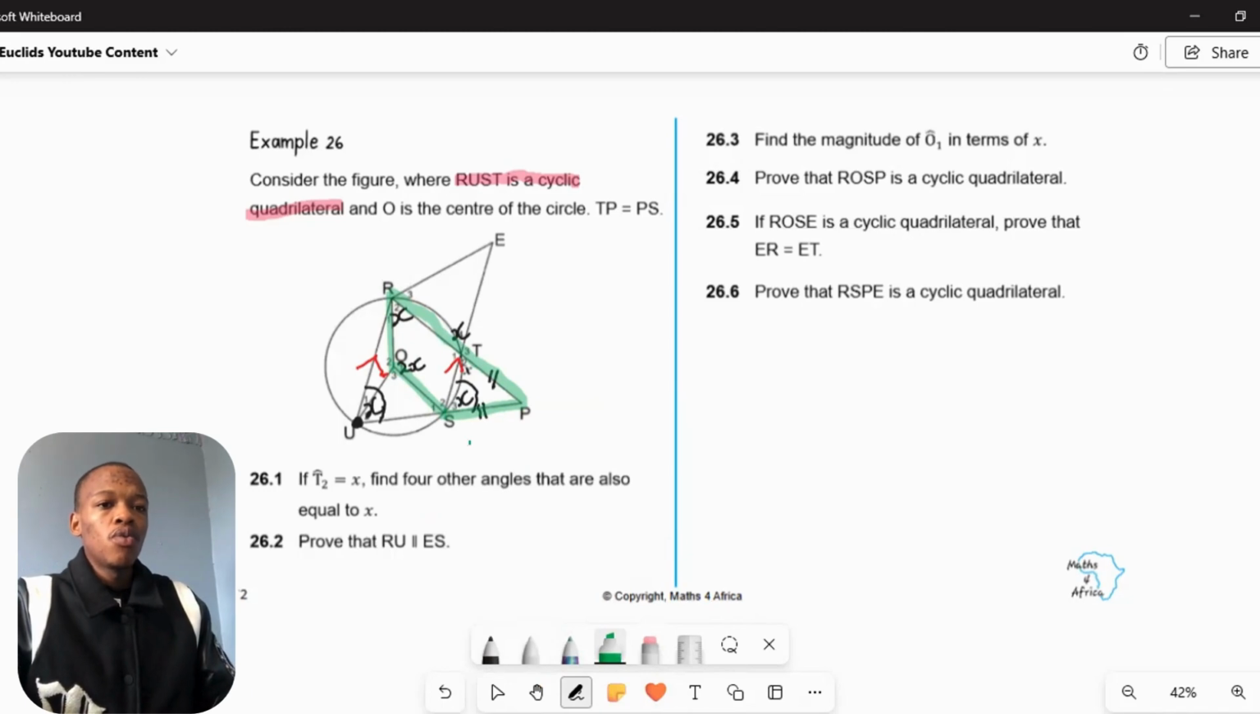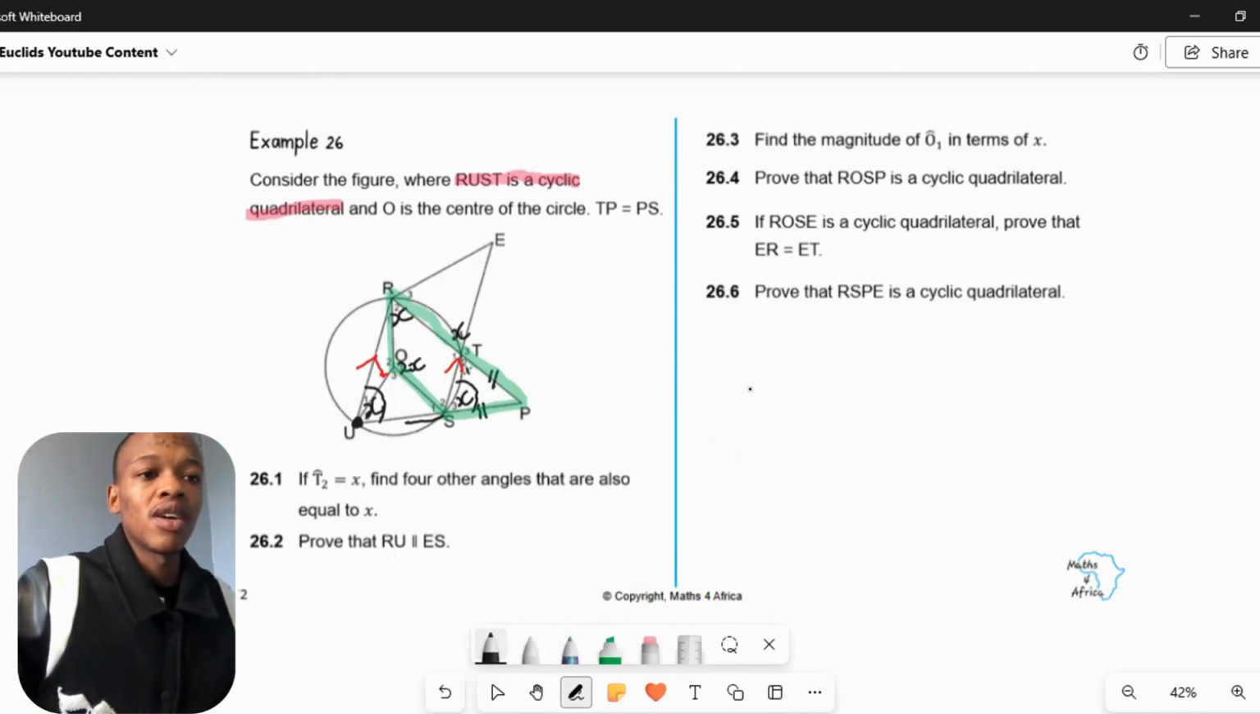So which one can make it easy for us to prove that they are supplementary? Will the exterior angle be easy? Because we have to prove that S1 is also equal to x. Is that going to be easy? I don't think so. But I think opposite angles of a cyclic quad is going to be easy because this one is 2x. Can we work out the angle of P? Yes, we can work out the angle of P.